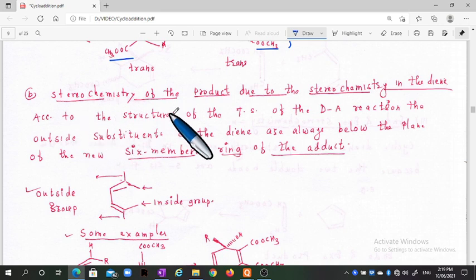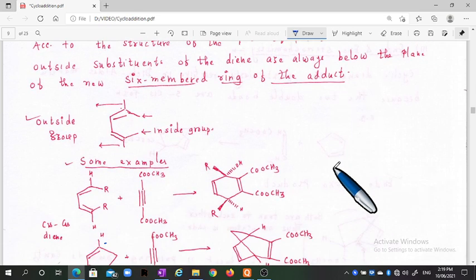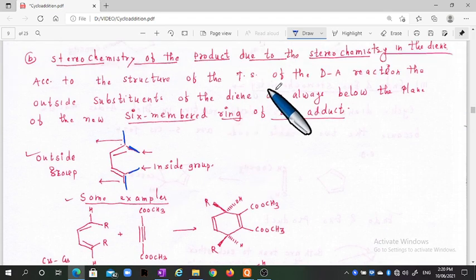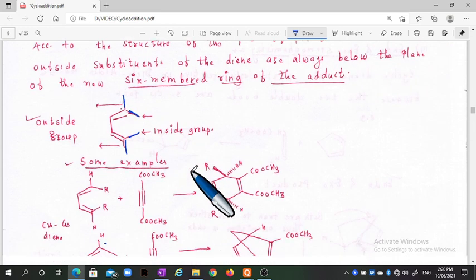According to the structure of the transition state of the Diels-Alder reaction, the outside substituents of the diene are always below the plane of the new six-membered ring of the adduct. This is our diene system, and these two are the outside groups, and this is the inside group. The outside substituents of the diene are always below the plane; these outside groups should always be below in the product.